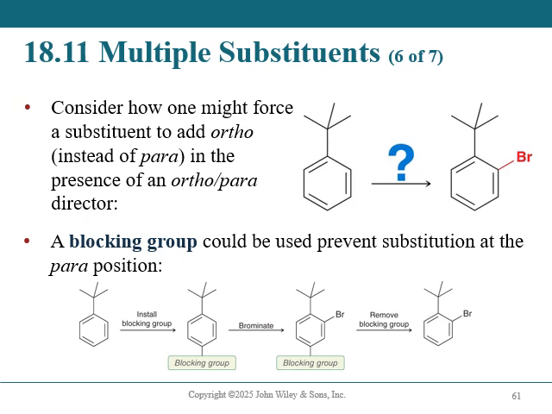Considering how one might force a substituent to add ortho instead of para in the presence of an ortho-para director. In that case, you can add what we call a blocking group. A blocking group could be used to prevent substitution at the para position. So something that is massive, that's big, right, steric hindrance, that actually could act as a blocking group, just to give you an example.